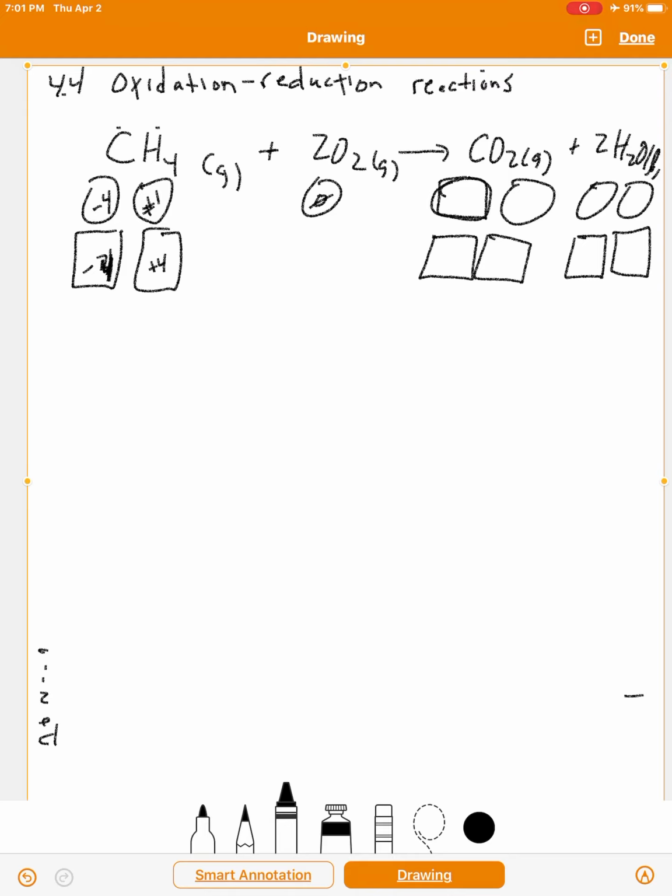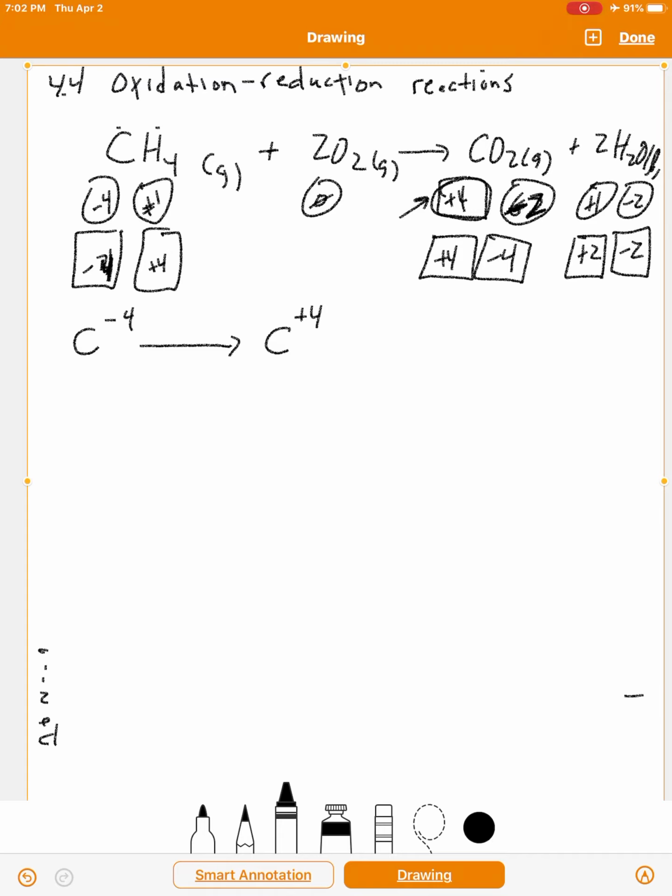Product side, carbon dioxide. Well, oxygen's minus 2. Sorry, a little messy there. 2 oxygens, so that's minus 4. That means the carbon's got to be plus 4. Water: hydrogen is plus 1, oxygen is minus 2. There's 1 oxygen, so that's minus 2. There are 2 hydrogens, that's plus 2. Compounds add up to 0. So look what happened. The carbon went from minus 4 to plus 4. I realize it's hard to see that plus 4.